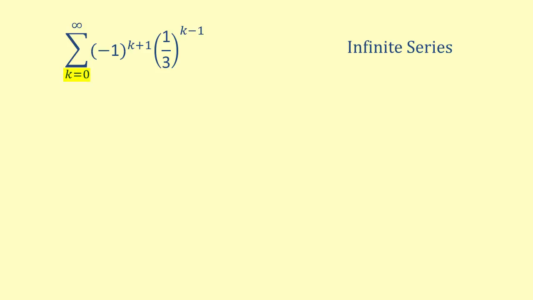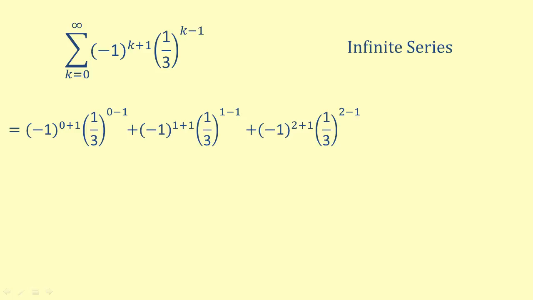The first term of the series occurs at the smallest value of k. The series starts at 0, so substitute 0 into the general term to find the first term. After the substitution, we see that the first term is (-1)^(0+1) times (1/3)^(0-1). We replace k with 1 to find our second term, with 2 to find our third term, and with 3 to find the fourth term: (-1)^(3+1) times (1/3)^(3-1). Remember that this is an infinite series, so to maintain equality we must include the rest of the terms.